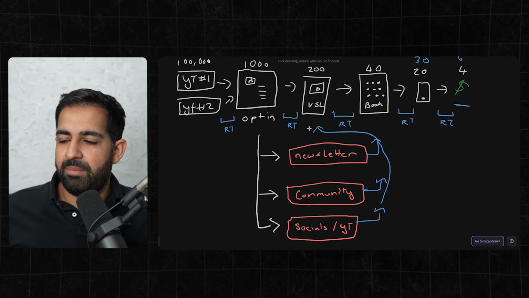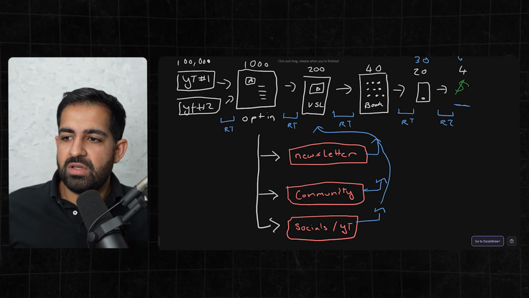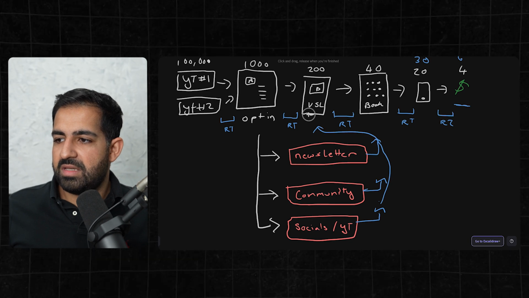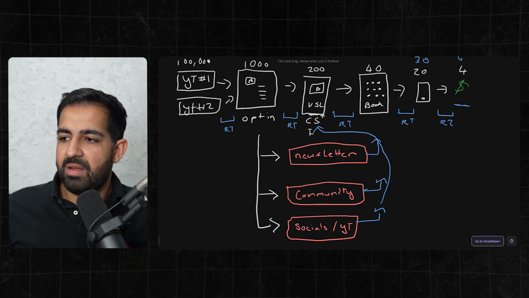You could try opt-ins or other assets that you might have, right? So here we can swap out the VSL, right? This doesn't necessarily have to be a VSL. This could be a case study or a new training or something completely different, right?